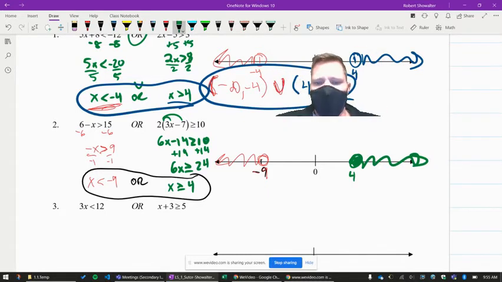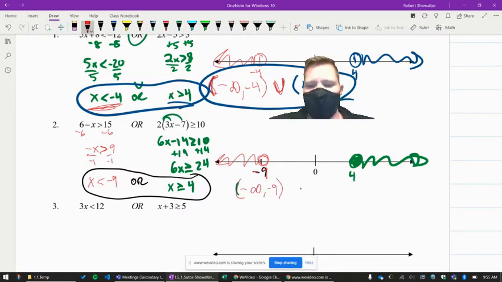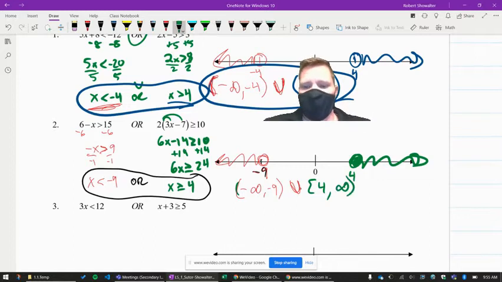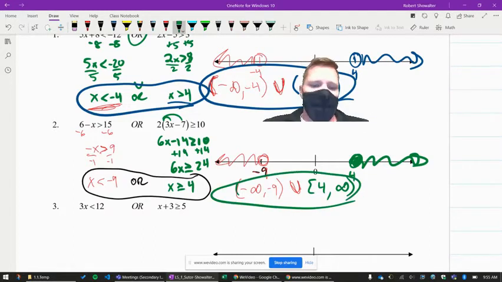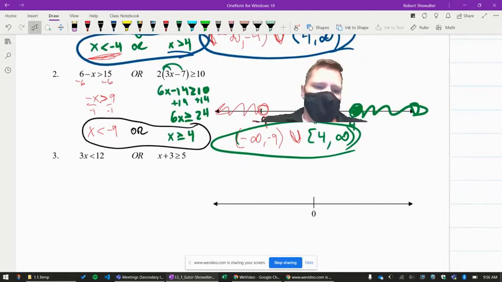When we draw the interval, -infinity. That's an 8, not an infinity. Silly Showalter. -9, parenthesis, union. And then the other side, 4, bracket, because it's shaded in, and that would be our interval.